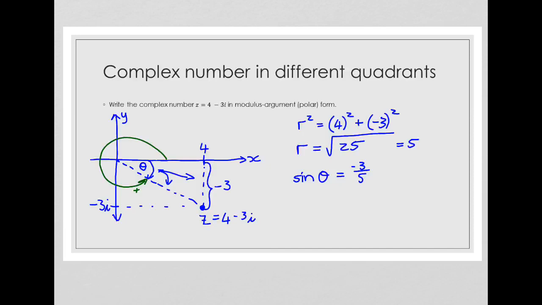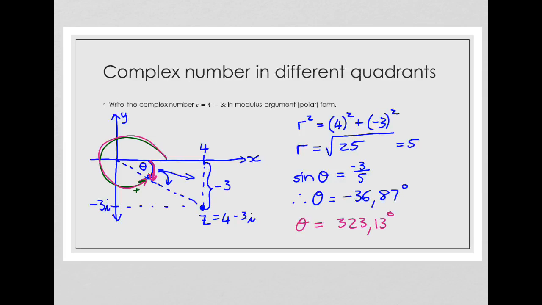And from this, I get that theta is negative 36.87 degrees. Right? So this is the negative part of the angle, if I want to write it in a negative notation. But I can also just add 360 to that, and then I'll get that theta is 323.13 degrees.